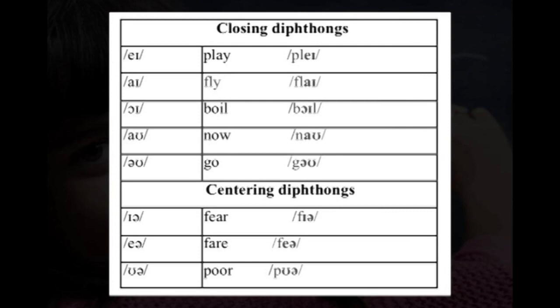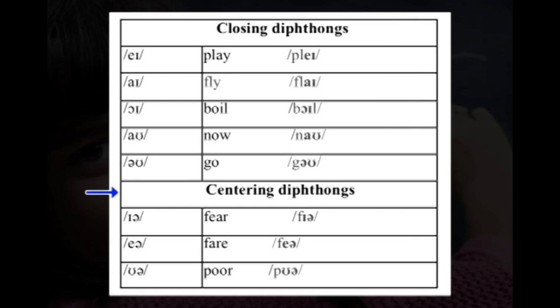Let us look at the impure vowels. These are the vowels known as diphthongs, because they are glides from one pure vowel to another pure vowel, and diphthongs are usually classified in two categories: closing diphthongs and centering diphthongs. We have a few examples of closing diphthongs, like A as in play, I as in fly, Oi as in boil, O as in now, O as in go.